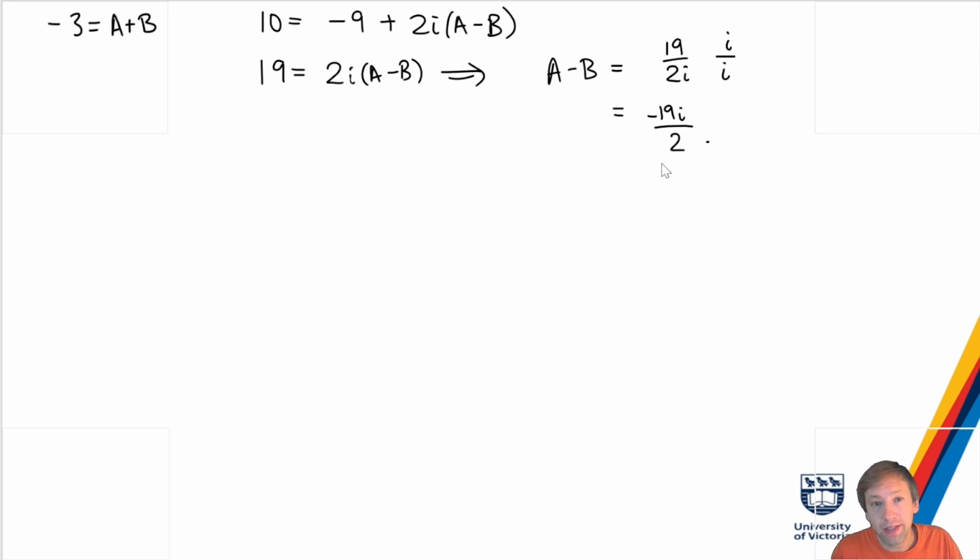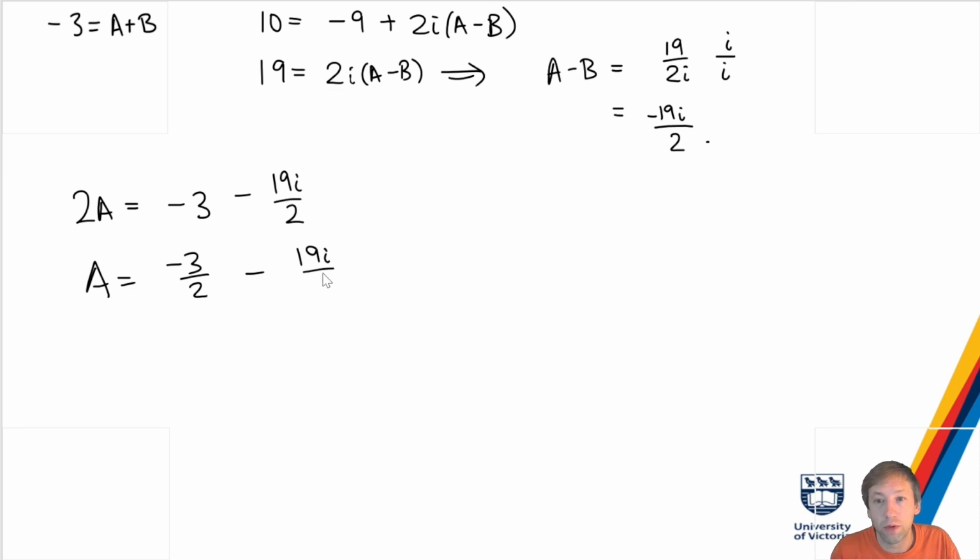Now a minus b is equal to this, and a plus b is negative 3. Let's add those two equations. So I get that 2a is negative 3 minus 19i over 2. Divide by 2, and a is equal to negative 3 over 2 minus 19i over 4. So in particular, it's a complex number. And a plus b is supposed to be negative 3, so I need b to be negative 3 over 2 plus 19i over 4.